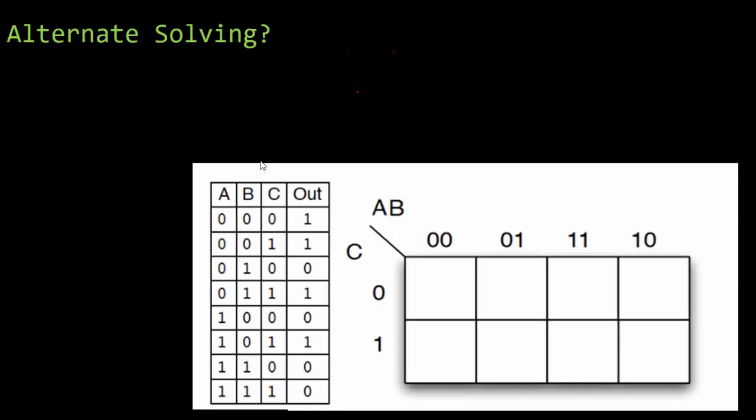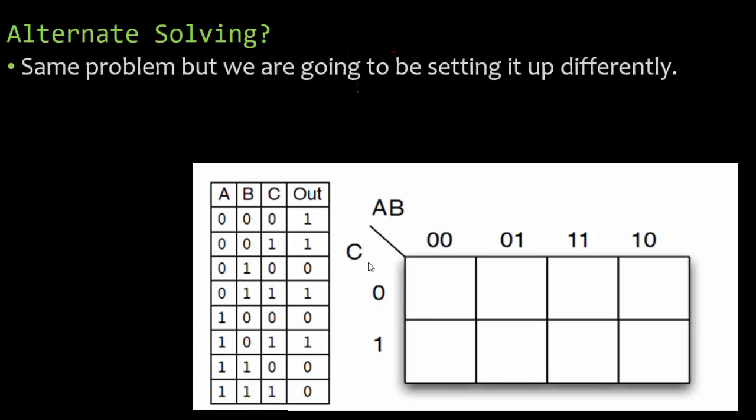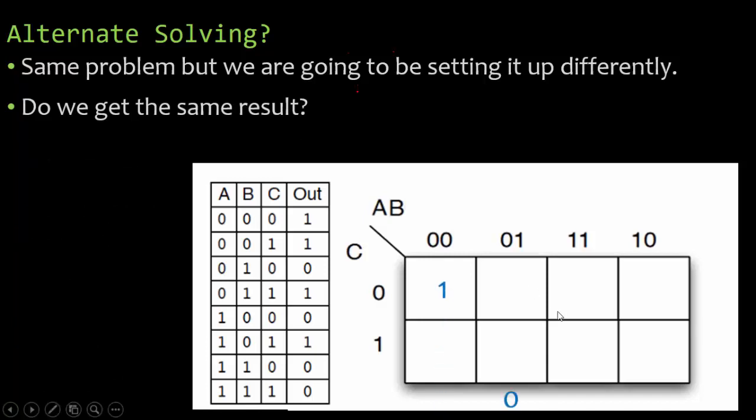All right, so alternate solving. Earlier in the video, I said this could be A, B, and this could be C. So what we want to do is run the same problem and see if we get the same answer. So we're going to set it up a little differently. Do we get the same result? That's what we need to figure out. So going through all of this, filling it out, this is what my truth table comes out to.